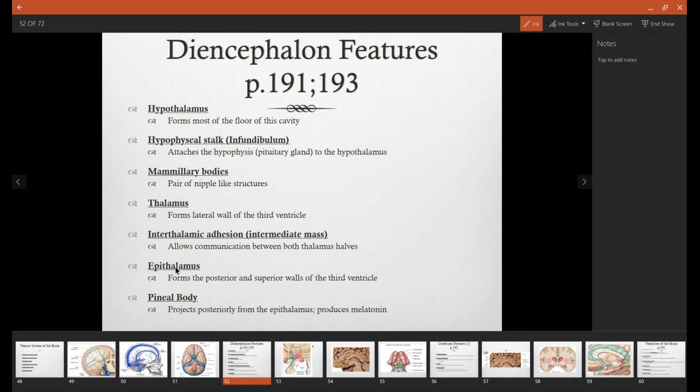The epithalamus is just a space that's located above the thalamus. We also have the pineal body or pineal gland. This is located posterior in the diencephalon, and this is going to produce a hormone called melatonin, which helps regulate your circadian rhythm or just your sleep cycle.